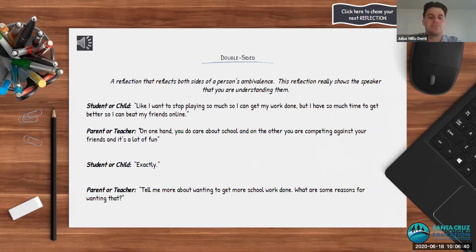So, yeah. Parent or teacher could say, here's the double-sided. On one hand, you care about school, and on the other hand, you're competing against your friends, which is fun. That's essentially just reflecting where they're coming from, instead of telling them, yeah, but video games are bad, let's get offline, you got to do your schoolwork. Then the student or child will say, exactly, like, hey, you're listening to me.